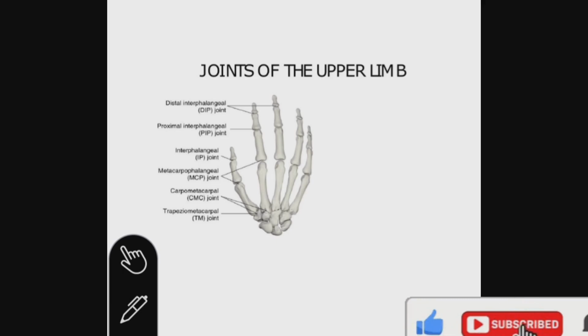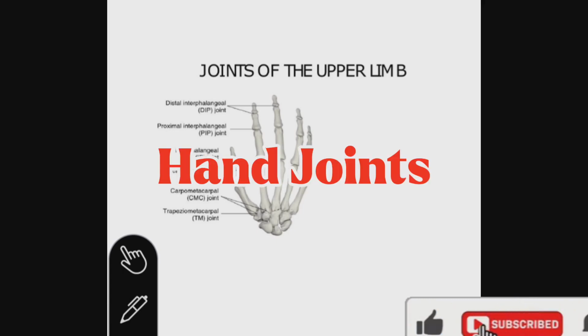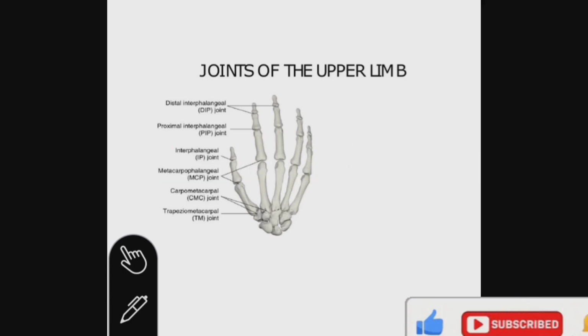Moving on, we'll talk about some joints in the hand, which include the carpometacarpal joint. The carpometacarpal joint is formed between the carpal bones and the metacarpal bones. This joint is located at the bottom of the hand bone, right? So this is where you have the carpometacarpal joint, the CMC joint, and it's a saddle type of joint. Then we have the MCP joint, the metacarpophalangeal joint.